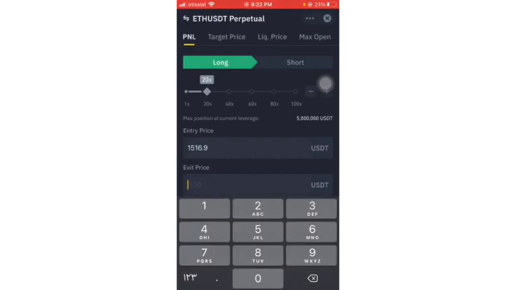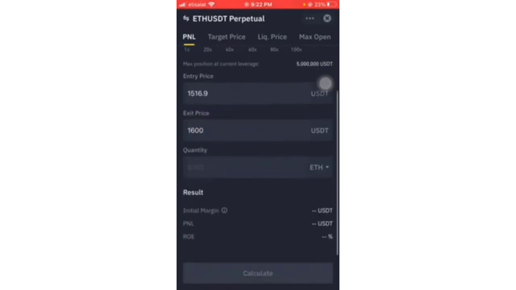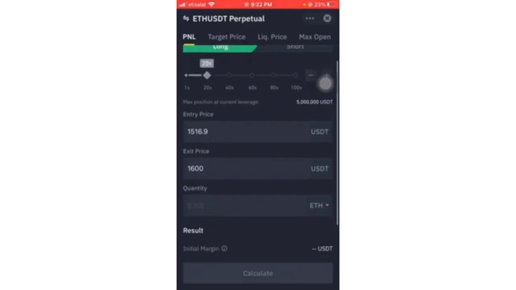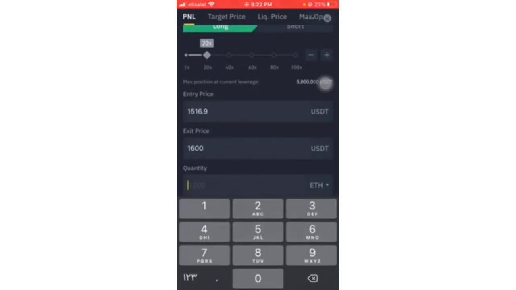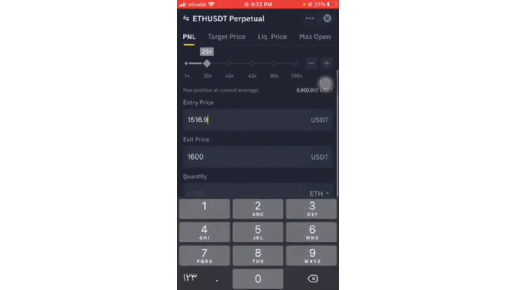So now I want to exit the price. Like I said, I'm going to enter the market at 1,516 because I've made my analysis and I'm certain that it's going to go up. Let's just say 1,600 for instance. I'm just giving an example, at 20x leverage, I'm just giving an example, guys. Let's say how many Ethereum I want to use. Let's just say one Ethereum.